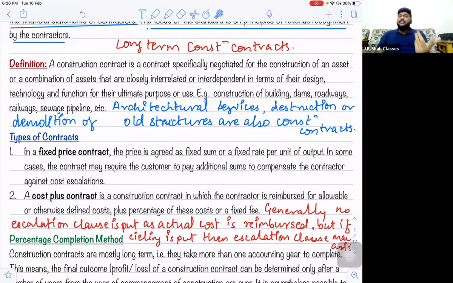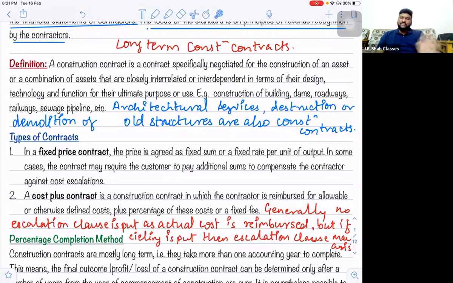Or it can be a predetermined amount. Say 75 lakh should be the profit that you have to pay me. So whatever is the cost incurred plus 75 lakh will be my profit. That is called a cost plus contract. So technically, please apply your brains: under cost plus contracts, escalations don't apply. The reason is you claim the actual cost. So when you claim the actual cost, the price increases are already covered in it, right?